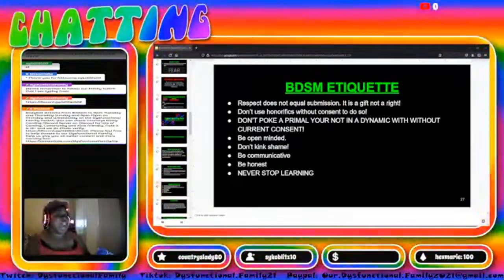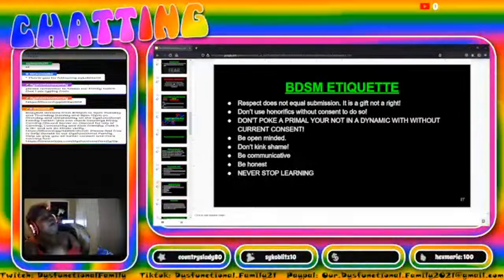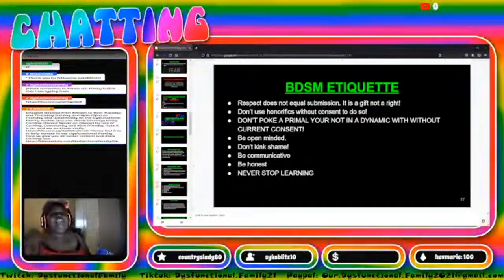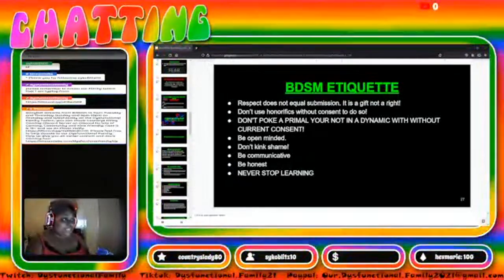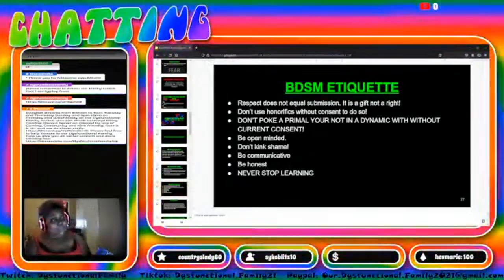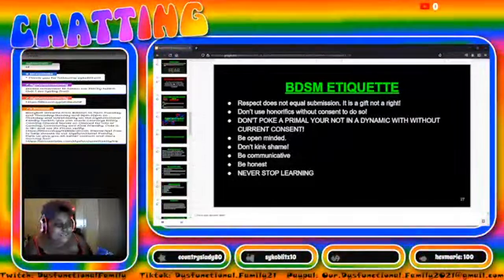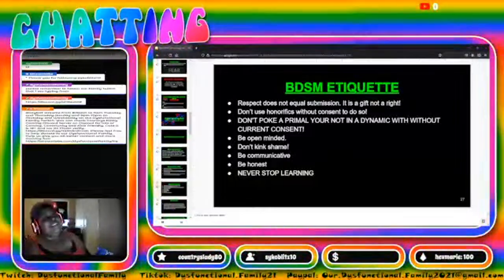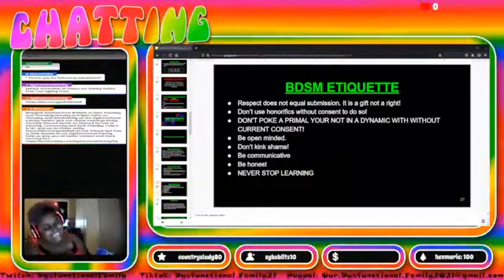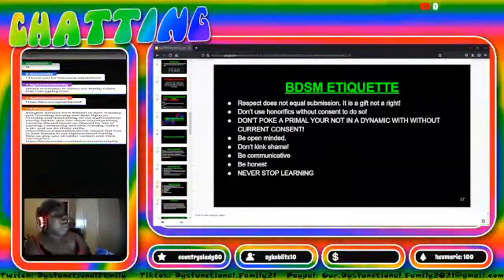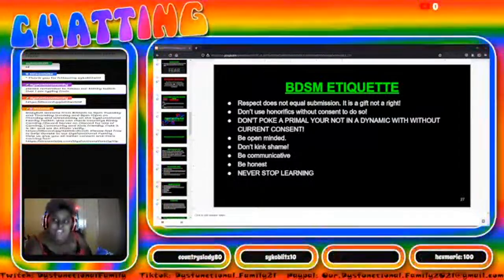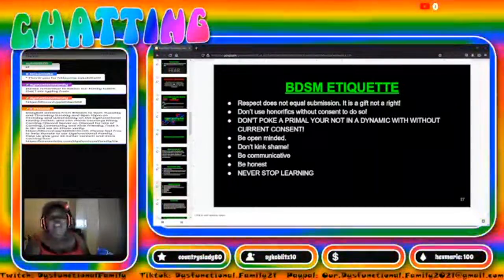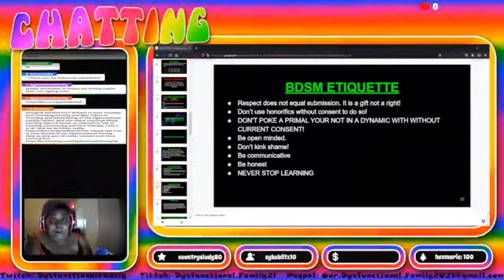Etiquette. We talked about this when we were going through our rules. You want to respect. Respect does not equal submission. Submission is a gift, not a right. Don't use honorifics without consent. A big thing that we've noticed in the community these days by baby kinksters is they like to poke primals. Do not poke a primal that you are not in a dynamic with. It is absolutely rude. And you don't even have consent to poke these primals.